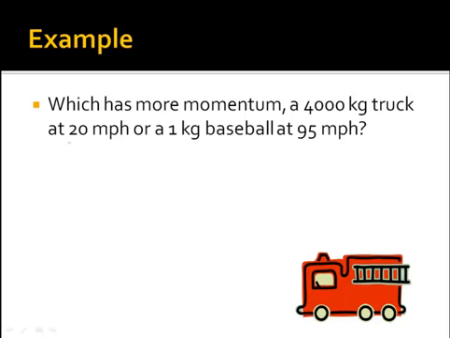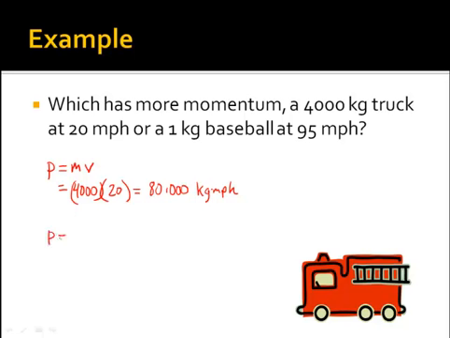Calculating momentum is simple enough. Momentum is the mass times the velocity. So, in the case of the fire truck, it's 4,000 kilograms times 20 miles per hour, or 80,000 kilogram miles per hour, which is not the standard unit, but if we calculate the baseball's momentum in kilogram miles per hour too, we can compare the two. We'll do that quickly enough.